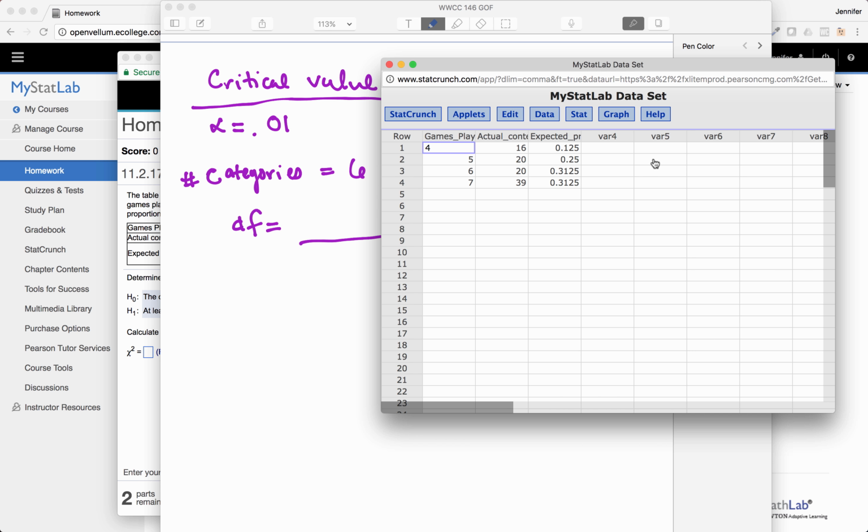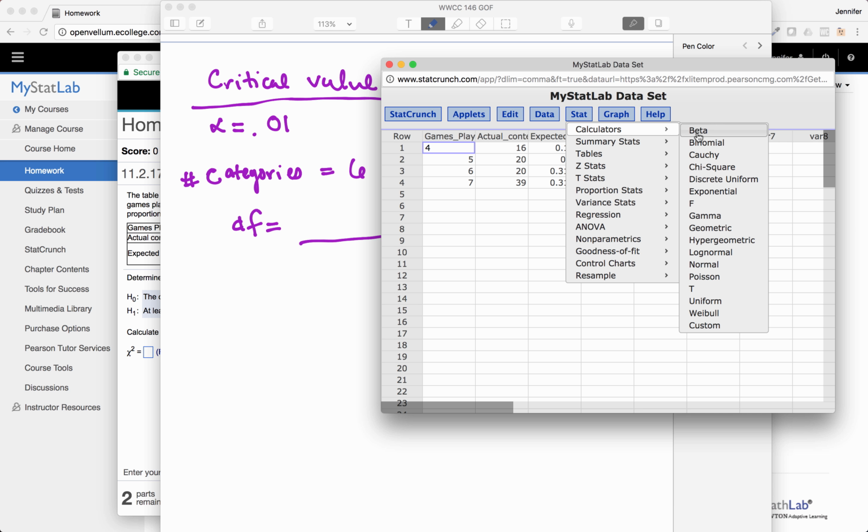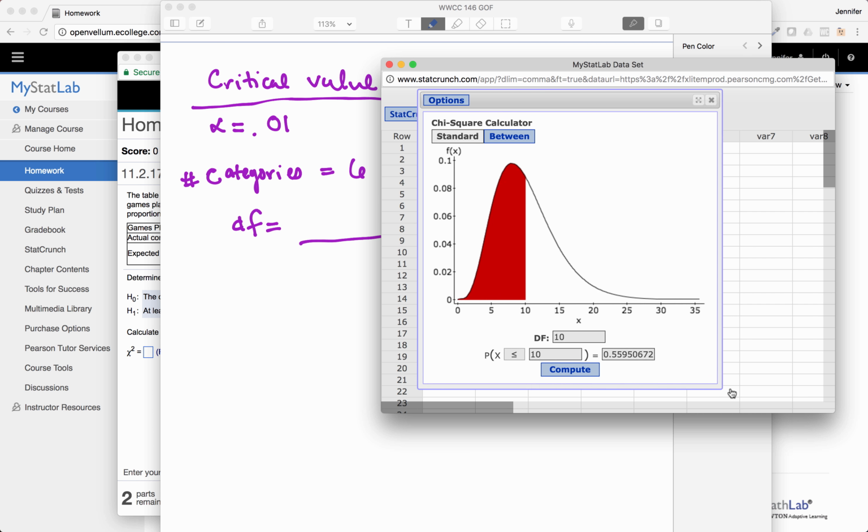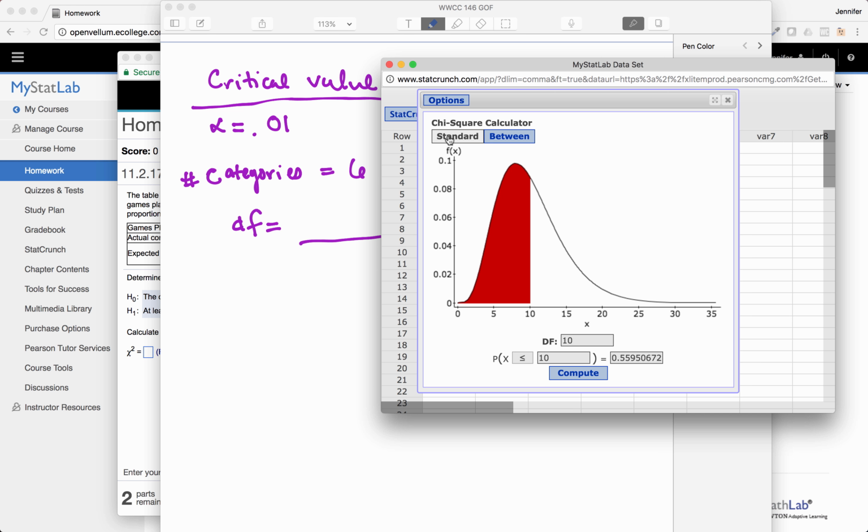We're going to use the chi-square calculator. So we'll find that by going to Stat, Calculators, and then down to chi-square. So the way this calculator works is there's two options. You can do the standard way, so it's grayed out here, or if you do a between, this would be useful if you have a two-sided test, but that doesn't apply to us in this chapter, so we're just going to do standard. So you'll notice that this distribution is right skewed, and the larger your degrees of freedom are, DF, then the more this graph shifts to the right.